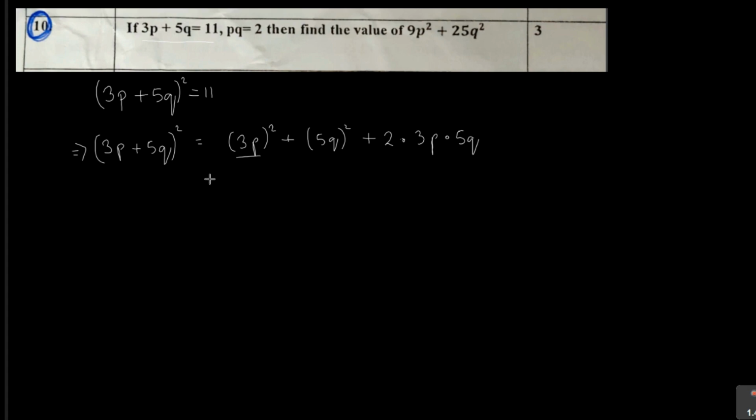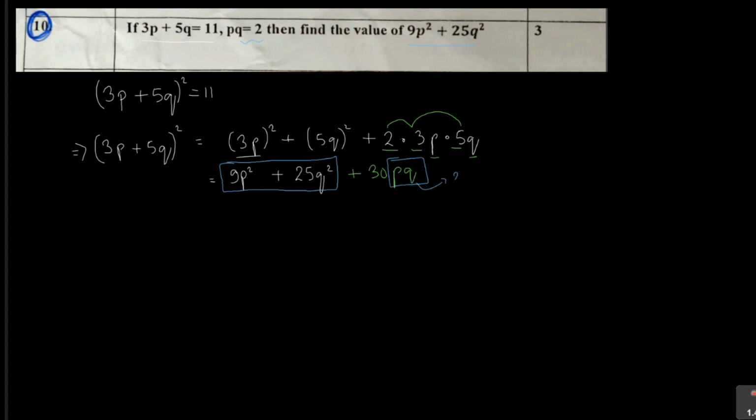Now this would give me 9p square. This would give me 25q square. Now if you look very closely at this, we have three numerical parts here, the coefficients. So 2 times 3, 6, 6 times 5, 30. So I'm going to write down 30 here, and then the two literals, that is the variables p and q, multiplied become pq. Now what I have here is 9p square plus 25q square plus 30pq, and out of all of this, we know the value of this part is to be calculated. It has to be found.